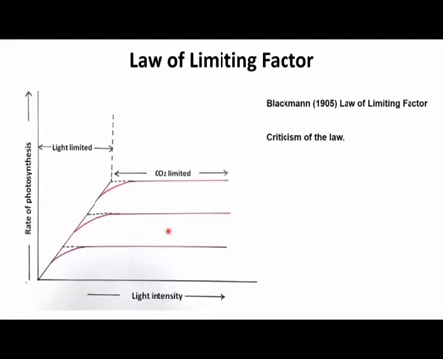But imagine that if you are doing this in an artificial system, then you can actually increase the CO2. So, as you increase the CO2, the linearity will go further up, but at that point again it will reach another maxima, and in that case again the CO2 is going to be a limiting factor. Similarly, if you imagine that you have a very large quantity of CO2, in that case the light intensity might be a limiting factor.